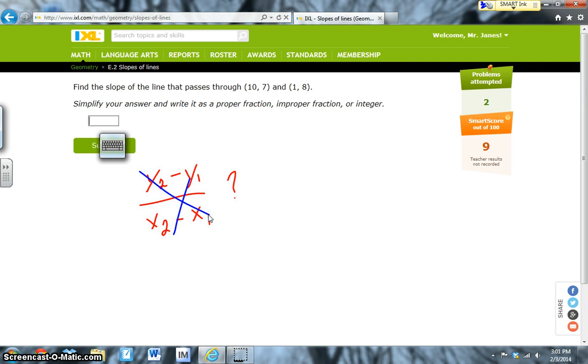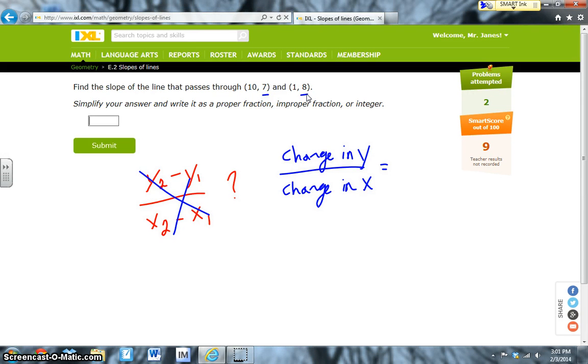Instead, we're going to try and use change in y over change in x. Okay, so let's see how to use that. Well, change in y. Remember, the last two numbers, 7 and 8, that's my y coordinates. So from 7 to 8, what's happening? Well, I'm increasing, going up by 1. So that'll be plus 1. That's my change in y.